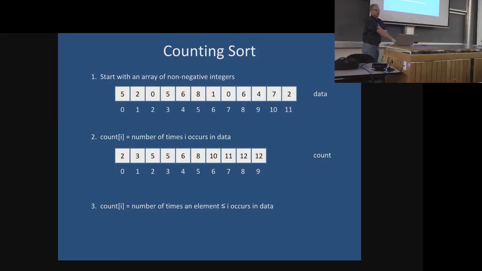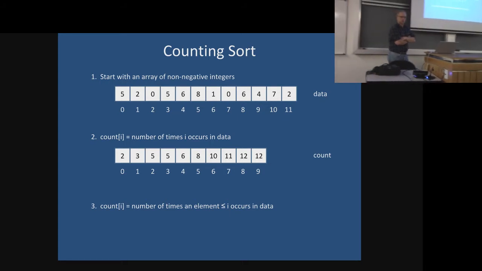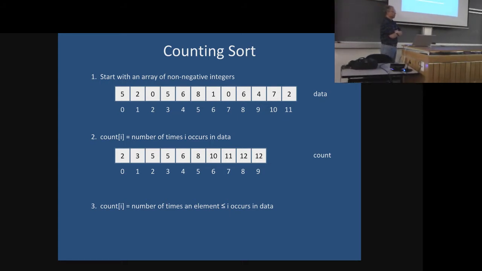So that's the first step in counting sort. We're counting how many of each kind there are. Any questions about that before I press on?